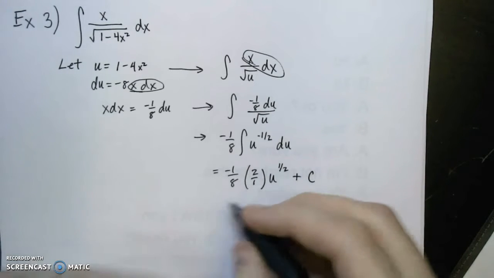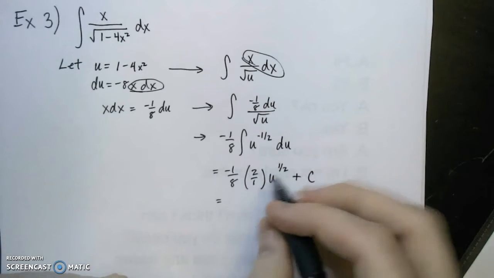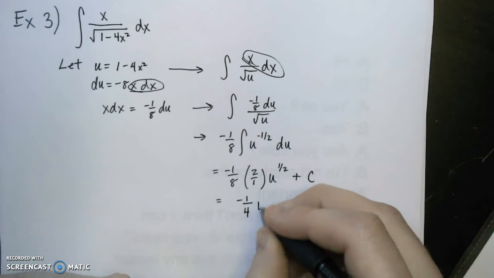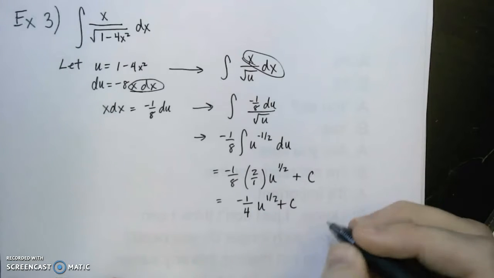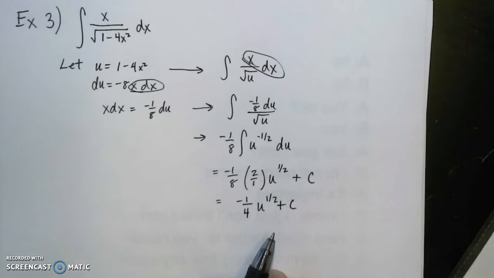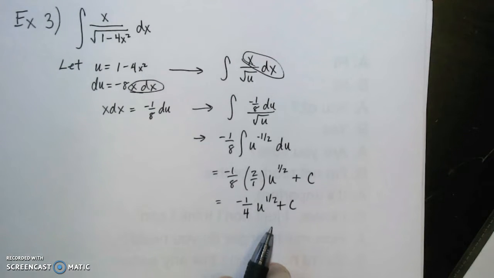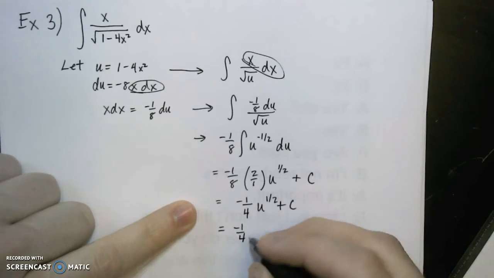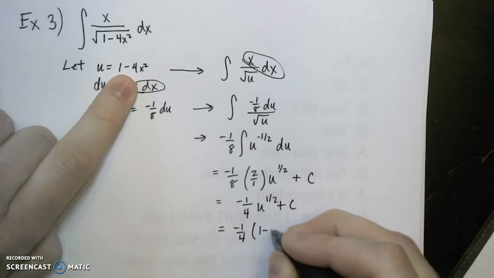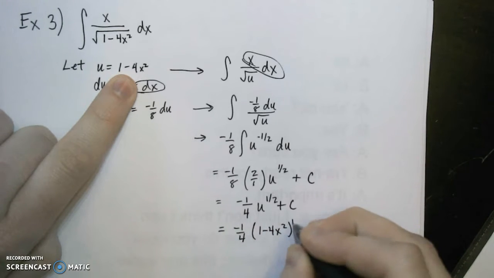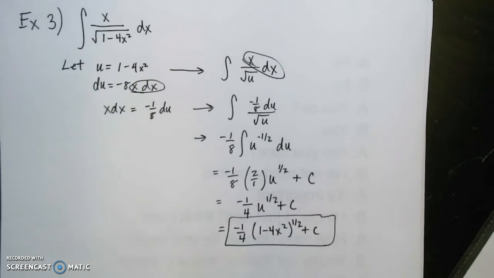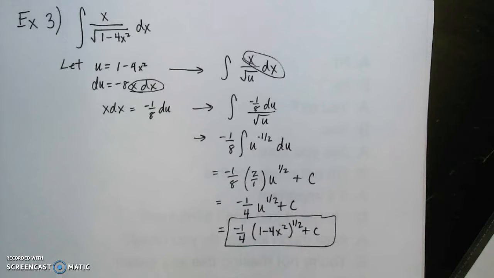Your 2 and your 8 reduce down to 4. So I'm going to have negative 1/4 u to the 1/2 plus c. And so that would be my answer, but I'm going to plug in my u that I chose earlier. And so that is my answer. You can write it with a square root if you want instead of the 1/2. So I chose the right u.